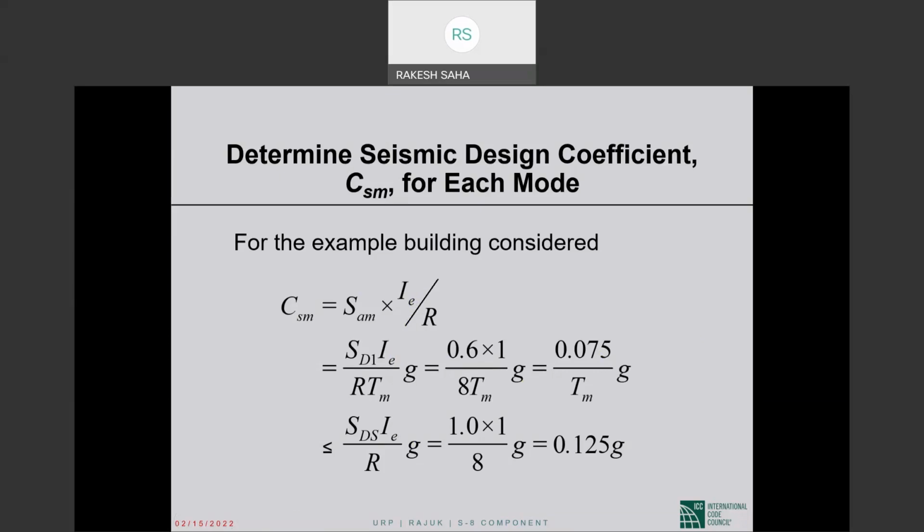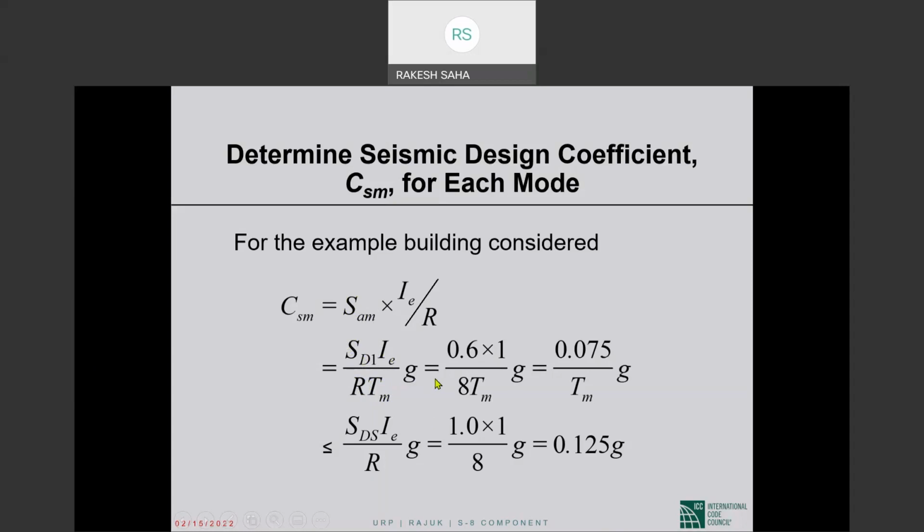Anyway, so the modal base shear coefficient is the modal spectral acceleration multiplied by I by R. The modal spectral acceleration, if we go with the ASCE 7 spectrum, would be, remember, for the descending branch S sub D1 divided by RT, and for the flat top S sub DS over R. So the spectral acceleration would be S sub D1, I over R is always there, divided by T. We will use the modal period to find the modal base shear or the modal response coefficient.